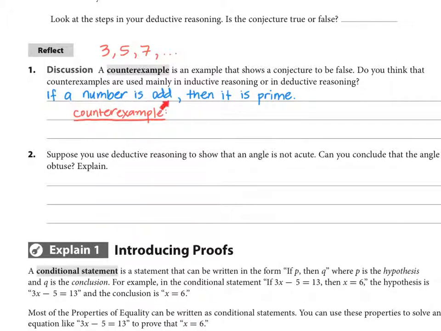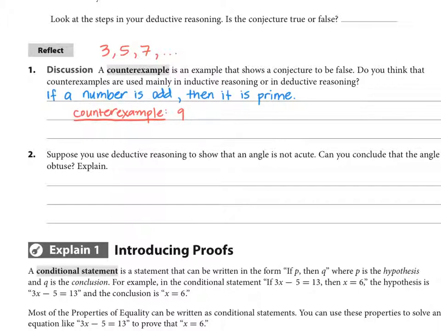This type of statement is called a conditional statement, or some of you may know it as an if-then statement, used a lot in geometry in making statements. You'll see them in a lot of postulates and theorems, even in some definitions. So one counterexample you can come up with is the number 9.